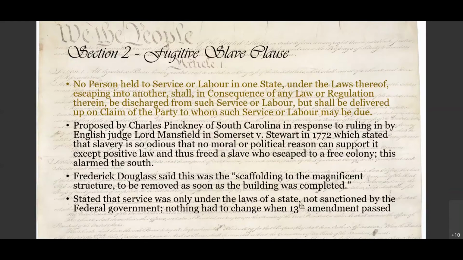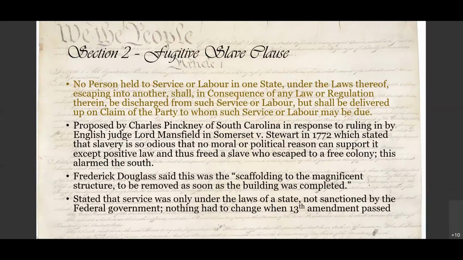So he said, because it wasn't stated plainly in the law of this free colony where the slave is, that he freed the slave. So this slave in that case was freed. So this alarmed the South because they thought, well, if our slaves escape to a free state, then they'll be freed automatically and we'll lose our slaves. So because of that, they wanted to insert this clause to say if they escape to a free state, they could still make a claim and bring the slave back.